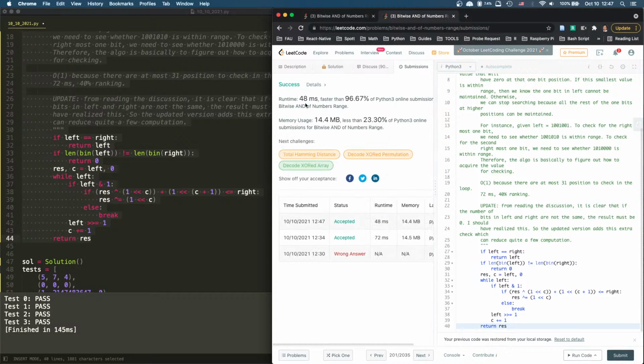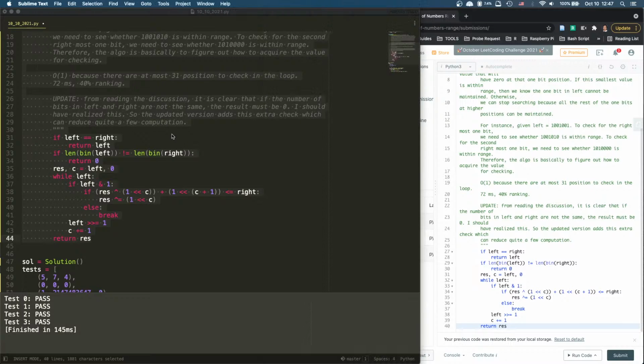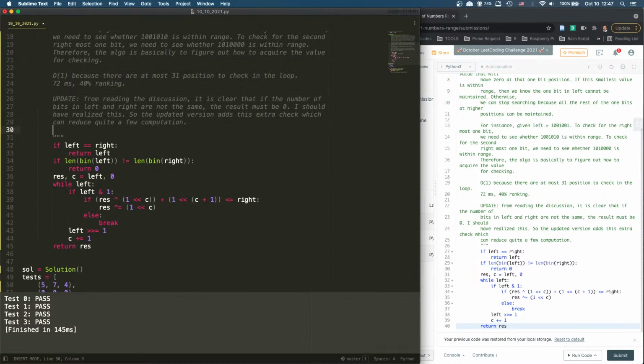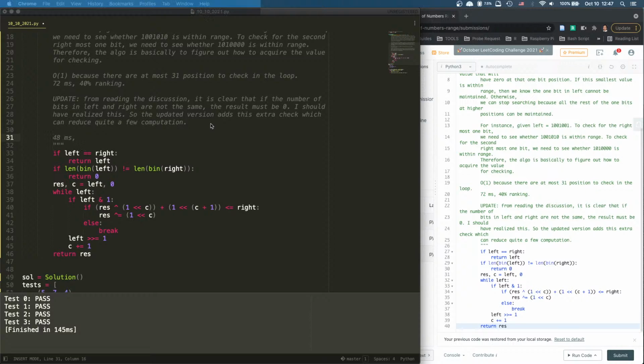See, immediately we go to 48. So this one goes to 48 milliseconds, or it becomes 96% ranking. I think I'm gonna post this.